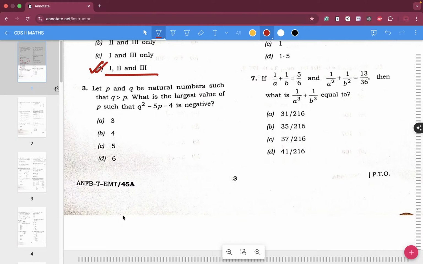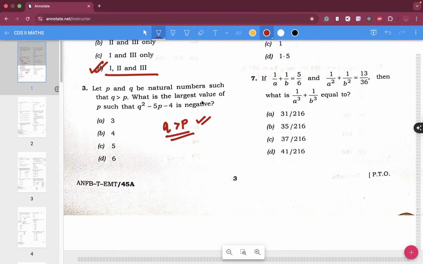Let's move to the third question. Let P and Q be natural numbers such that Q is greater than P.